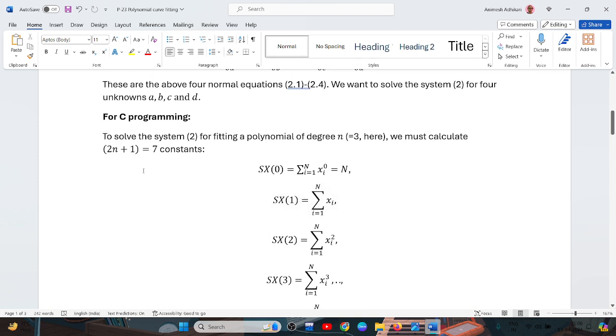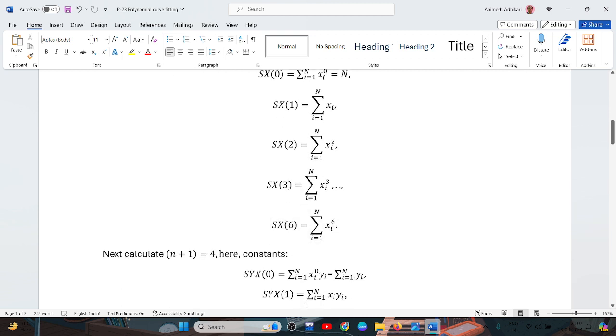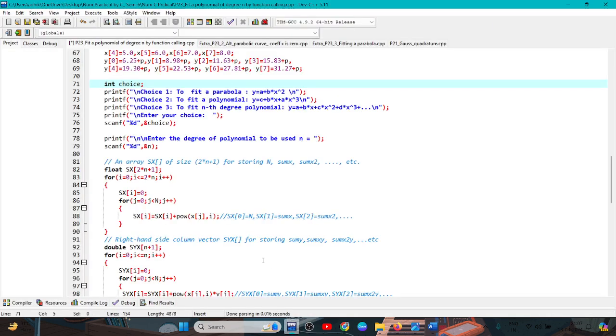This is the float Sx 2n plus 1 constant, for n equal to 3, polynomial of degree 3. So Sx0, Sx1, Sx2, Sx3 up to Sx6 here. This is the Sx 2n plus 1, initialized: Sx i equal to 0, for j equal to 0, j less than or equal to n.